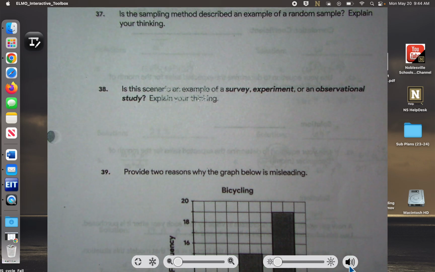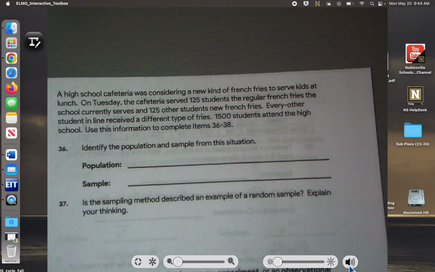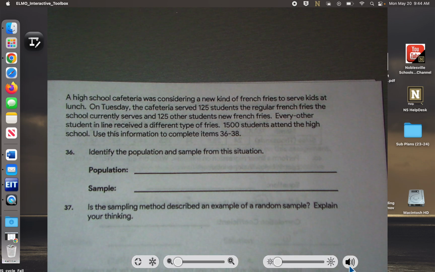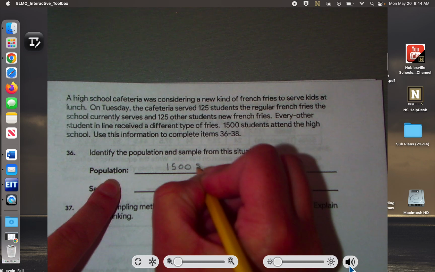Okay, let's talk about data. More data. A high school cafeteria is considering a new kind of French fries. On Tuesday, the cafeteria served 125 students the regular fries and 125 students the new French fries. Every other student in line received a different type of fries. The population is the 1,500 students at the school.